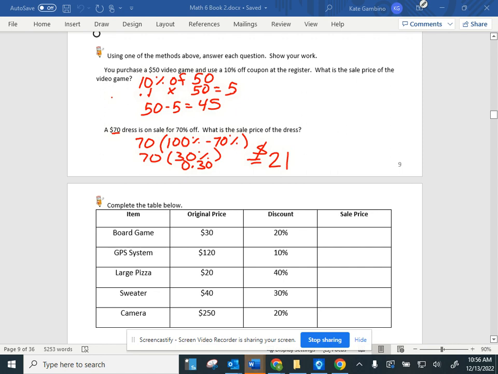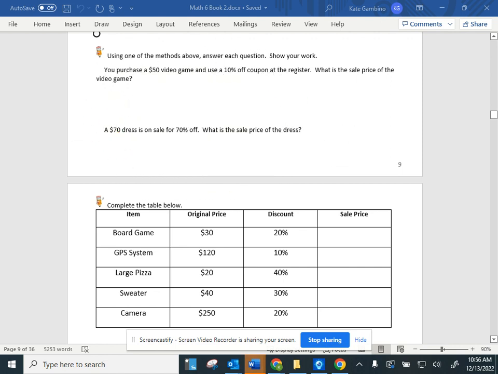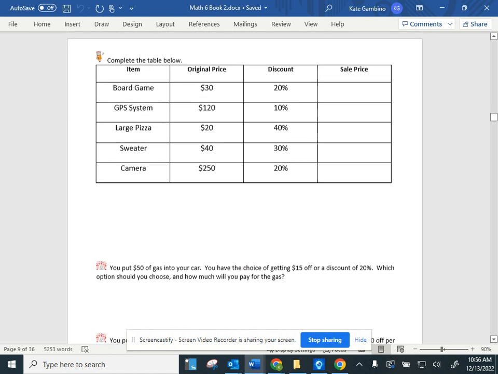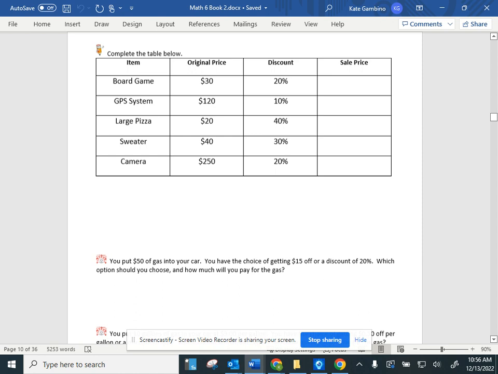So that first page we did together, the second page is your homework. Or your work in class, whatever you don't finish in class is homework. So you're going to complete the table below. They're telling you the original price and the percentage of the discount. You need to fill in that sale price. There is room below if you need workspace.